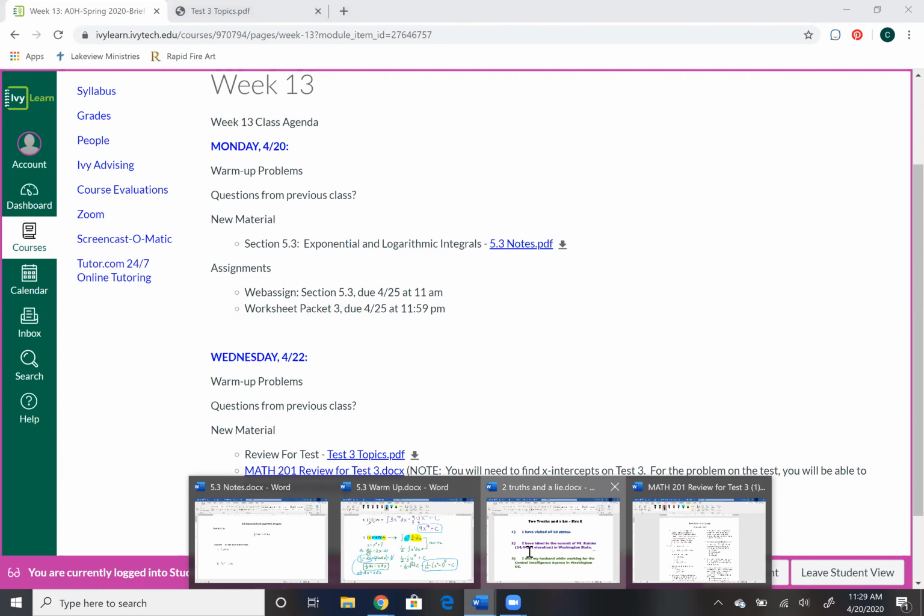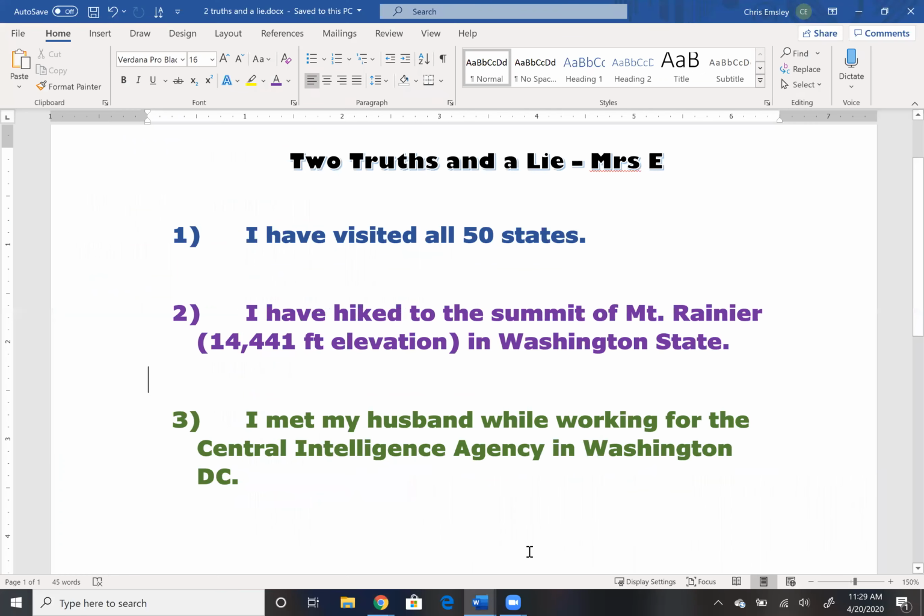These are 3 statements about me, your teacher, Mrs. Emsley. 2 of them are true and 1 of them is false. So I want everybody to guess which one you think is the lie. In the chat box, you have to enter a number 1, a number 2, or a number 3 for your guess. Which one of these do you think is not true about me? And that'll be your first participation question.